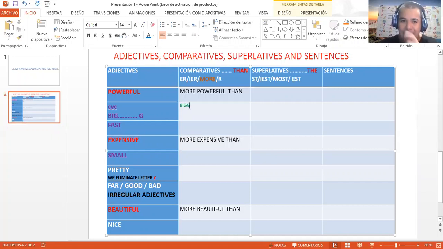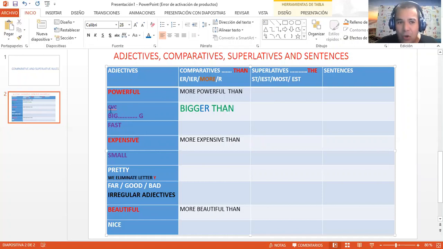So then, for one syllable adjectives, we're gonna use ER. And then we're gonna put it right there. And at the end it's gonna say bigger. Bigger, and then we're gonna have than. So remember that these are the two letters that we wrote down, the ER, this one right here, bigger than. And that's the way that we create this comparative form for the adjective big.